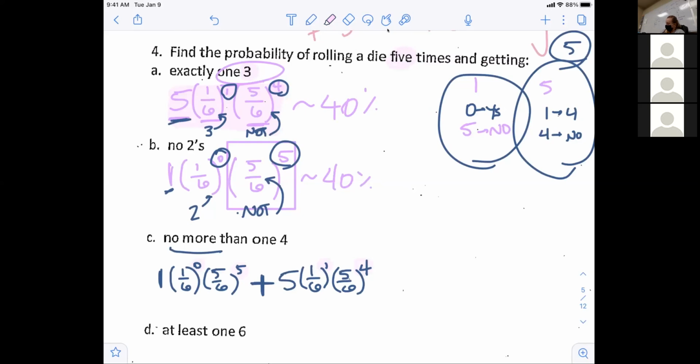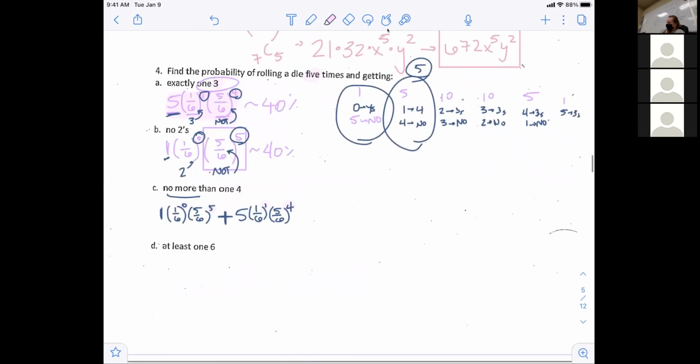Okay. The last one, it says at least 1 6. Can I have 0 6s? If I want at least 1 6, can I have 0 6s? No. Can I have 1 6? Yeah. Can I have 2 6s? Yes. 3, 4, 5. All of them can work except for 0.